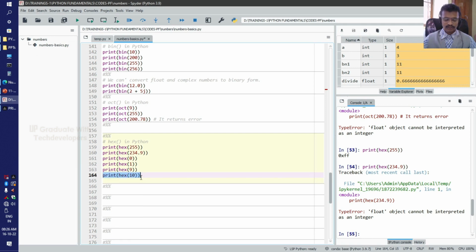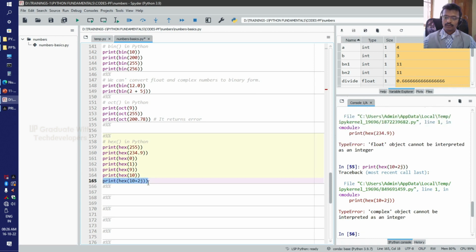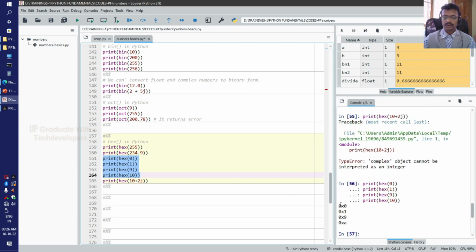Also we cannot create the hexadecimal number for a complex number. Let us see for the complex number 10 plus 2j. So we got a type error, but for integers we can create the hexadecimal number.